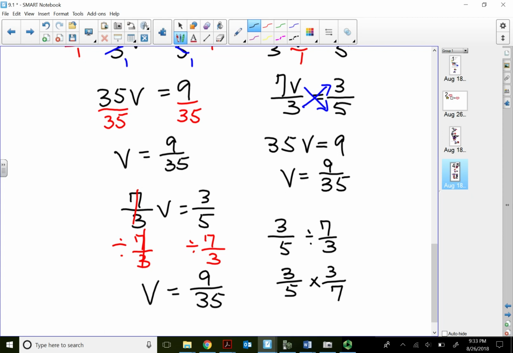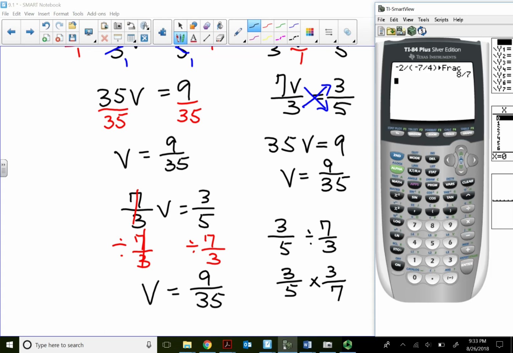Again, still. Or in a graphing calculator or your scientific calculator, you just got to see 3 over 5 was there already. So we key that in, parenthesis, 3 divided by 5, close it, divided by, open parenthesis, 7 over 3. I'm going to go ahead and convert to a fraction. Voila, 9 over 35, still the answer.